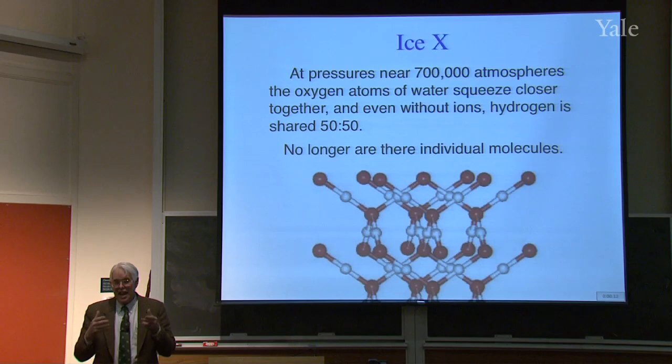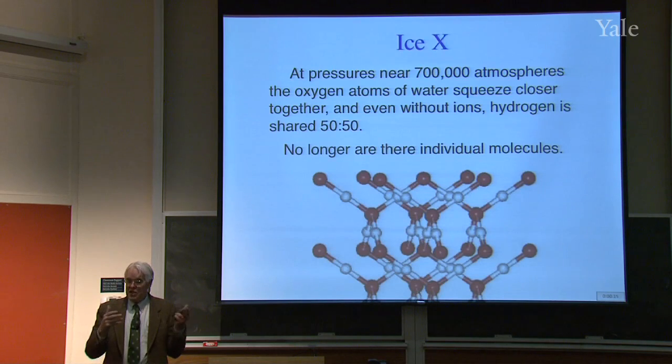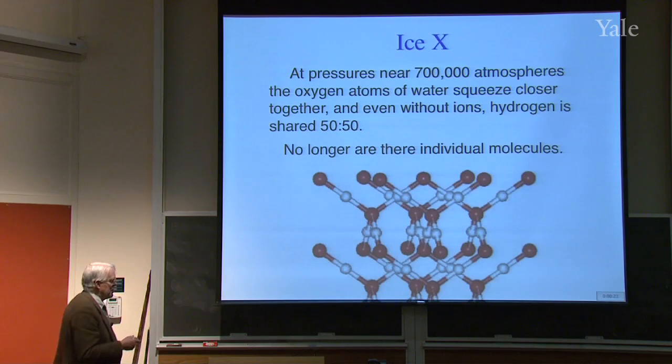We saw it in H3O plus water. We see it in hydroxide plus water. Even though it's a double minimum in potential energy, the hydrogen can be in the middle. So there is real bonding there.